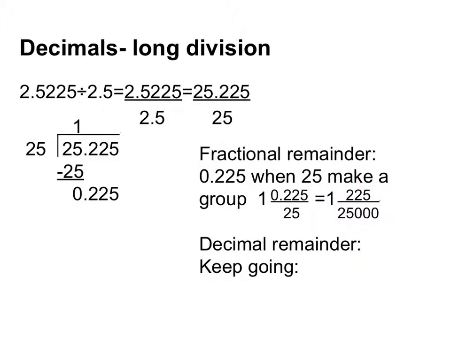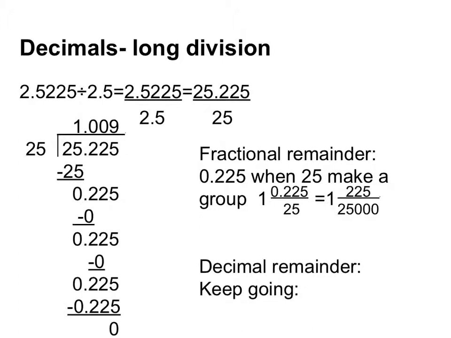Or if you want a decimal remainder, then just keep going. And that's the work here. If you need to pause this and look over that work just to make sure you follow, go ahead. 25 doesn't go into 2, so that's this first 0. 25 doesn't go into 22, that's this next 0. 25 does go into 225, and in this case it goes in exactly 9 times. So then we're done. Right?